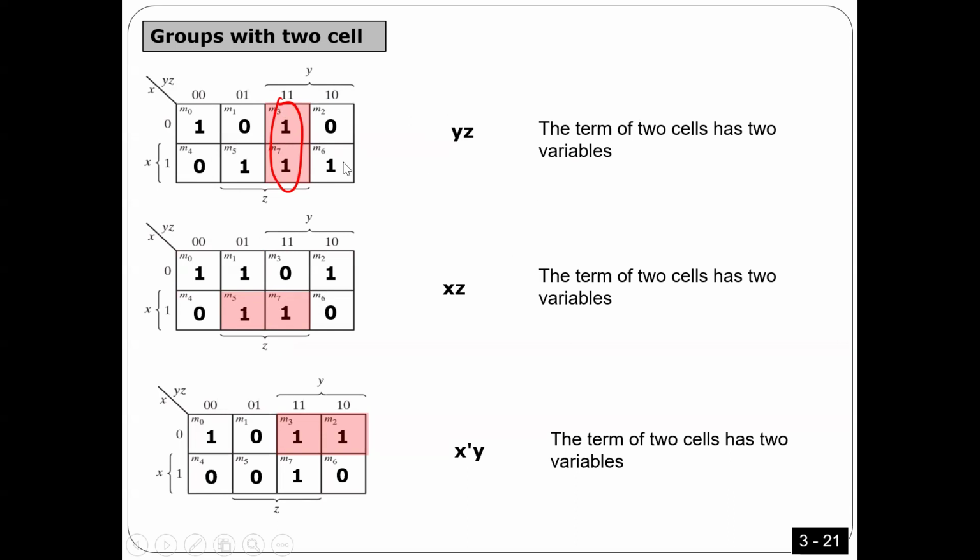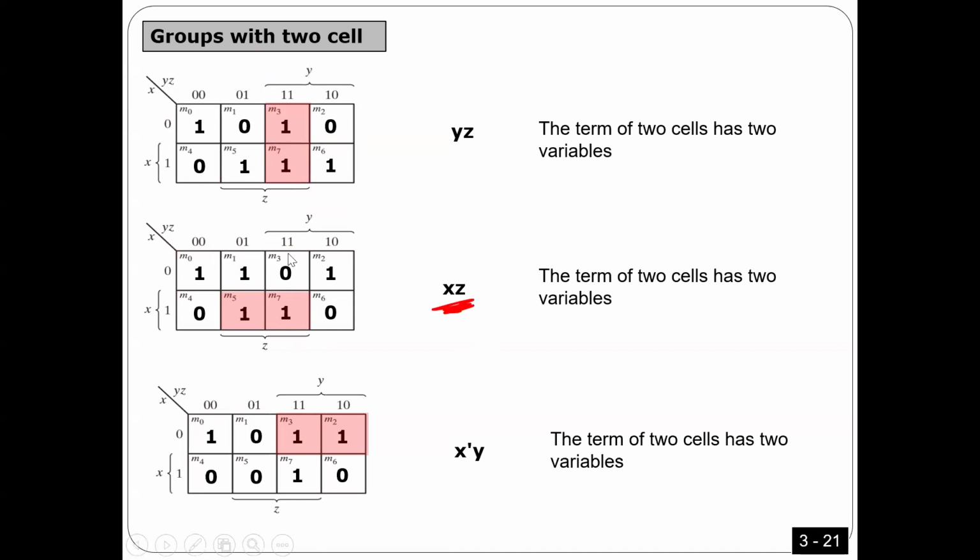Let me say it in a different way. This group actually is in the intersection of Y and Z. If you see, this is the intersection of Y, this is the intersection of Z, so they are located in the intersection of Y and Z. You got what I'm saying? Same thing here, X and Z.